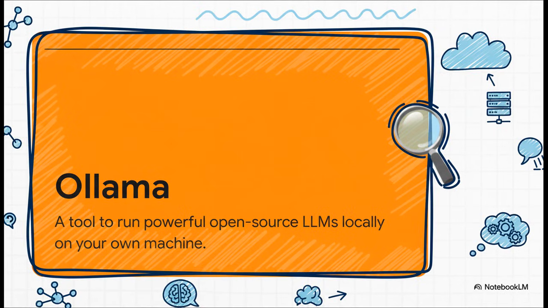And finally, we need an engine to actually run the brain. That's where Ollama comes in. And honestly, this tool is a total game changer. It lets you download and run these super powerful open source LLMs right on your own computer. That means you get total control, total privacy, you're not relying on some third-party cloud service, it's all yours.